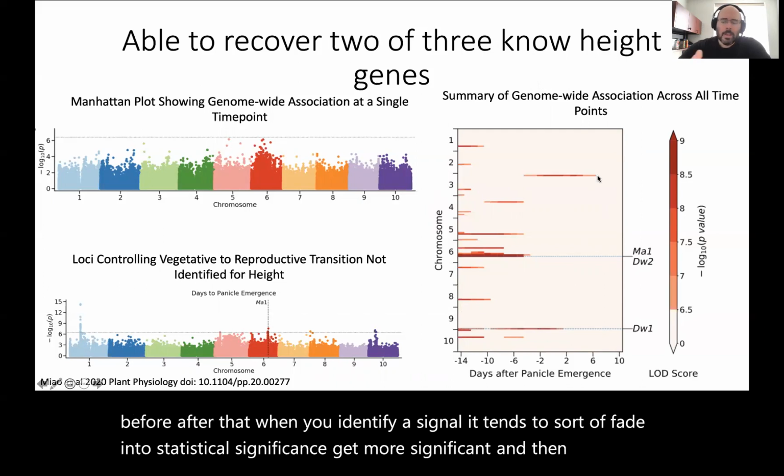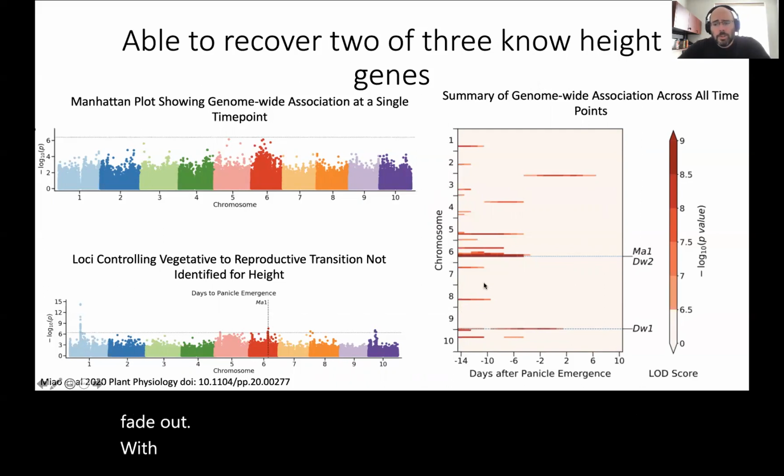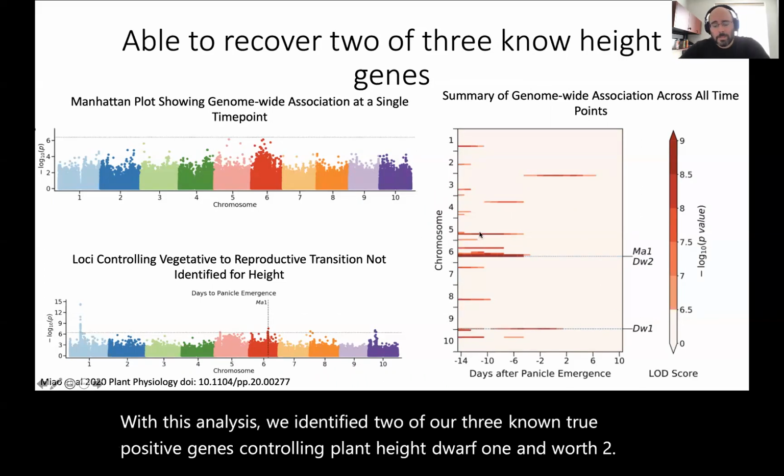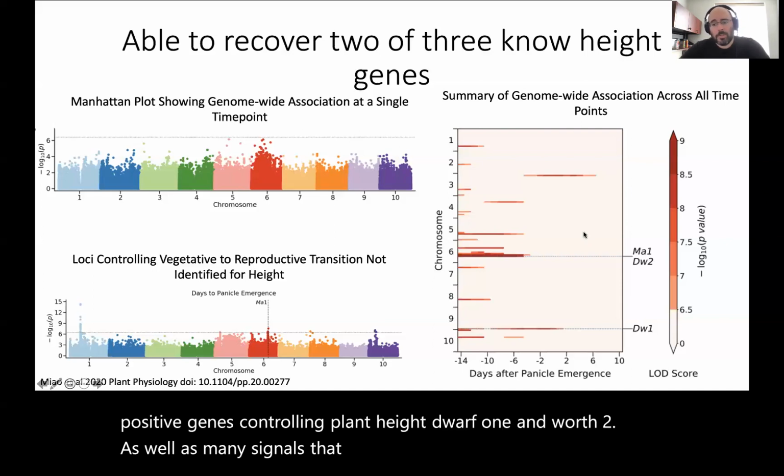you identify a signal, it tends to sort of fade into statistical significance, get more significant, and then eventually fade out. With this analysis, we identified 2 of our 3 known true positive genes controlling plant height, dwarf 1 and dwarf 2. As well as many signals that were not dwarf 1 and dwarf 2. So I would argue this was a partial success.